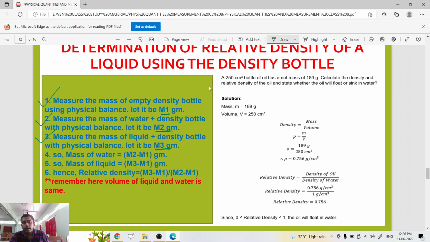Here you can see m2 is the mass of water with the density bottle and m1 is the mass of the empty density bottle. So from the difference we can easily find the mass of water, m2 minus m1, and m3 is the mass of liquid with the density bottle. So m3 minus m1 is the mass of the liquid. So with the help of the density bottle we find the mass of water and the mass of liquid individually. For both cases the volume is the same.